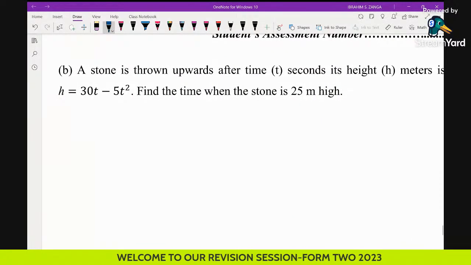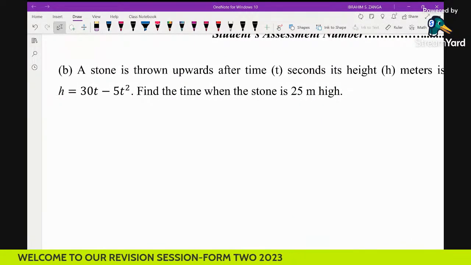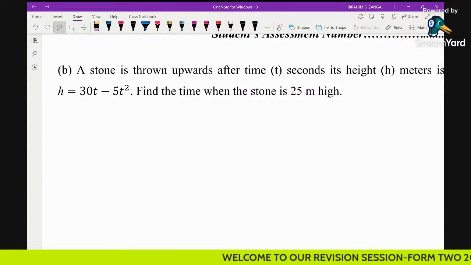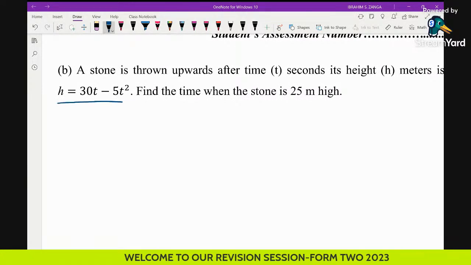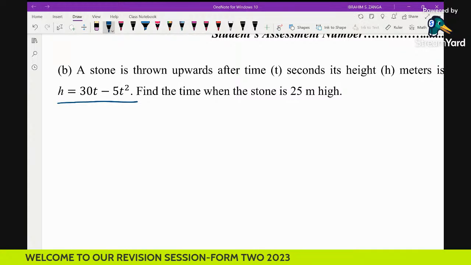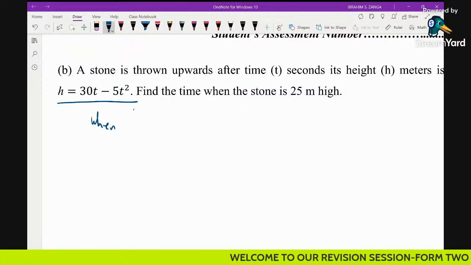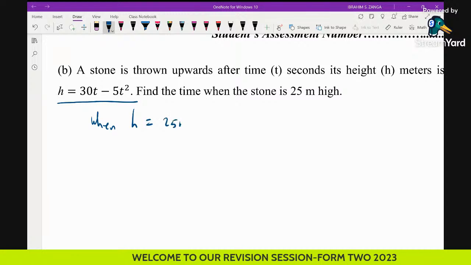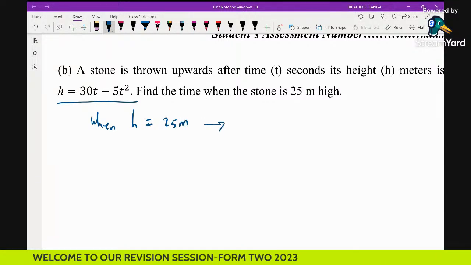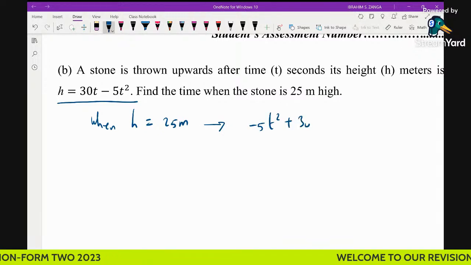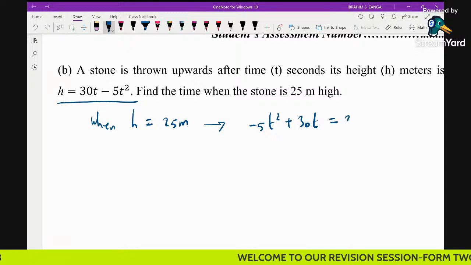Go to question number 9b. A stone is thrown upward. After time t seconds, its height h meters is given by the equation here. So we have h equals 30t minus 5t squared. Find the time when the stone is 25 meters high. So when h equals 25 meters, it means you have negative 5t squared plus 30t equals 25.